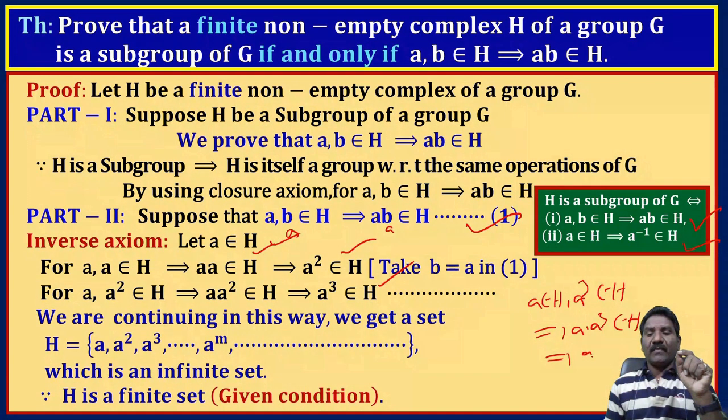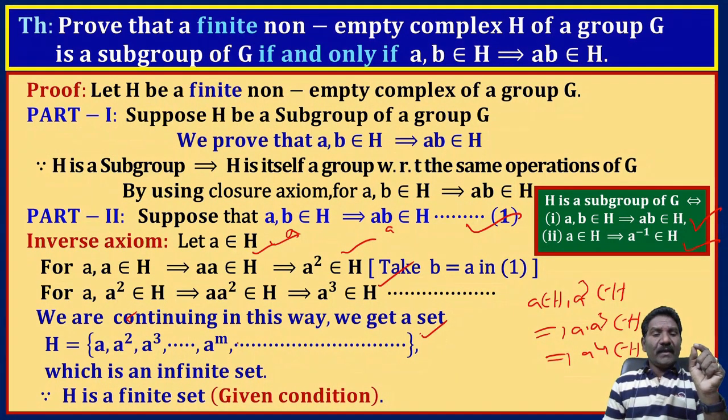This is a power 4 belongs to H. Similarly, we get a power 5 belongs to H, a power 6 belongs to H, and so on, a power m belongs to H. Continuing in this way, we get the set H equal to a square, a cube, and so on, a power m. These are infinite in number.